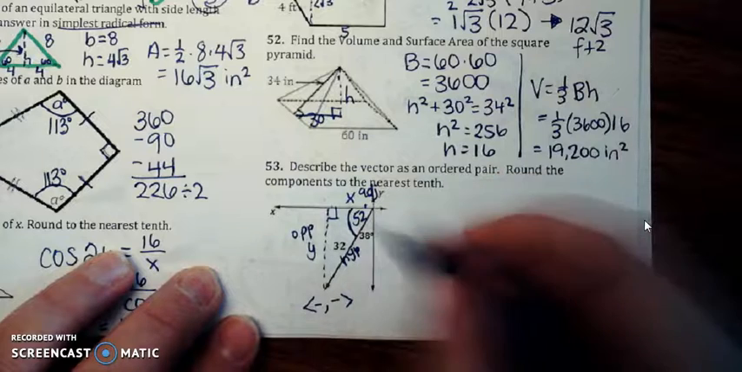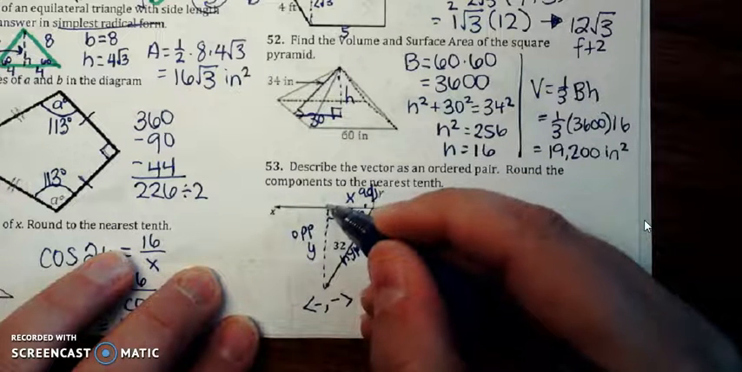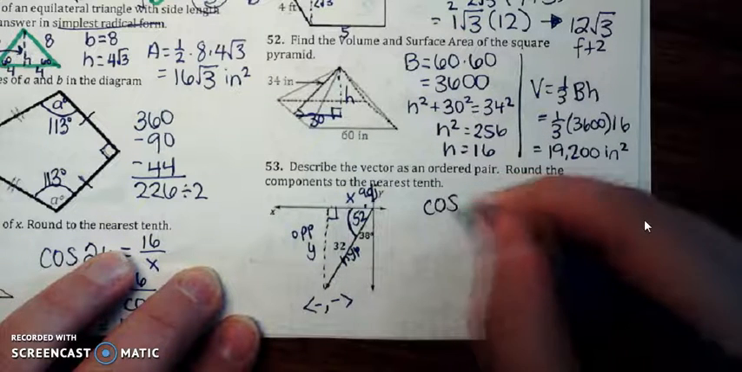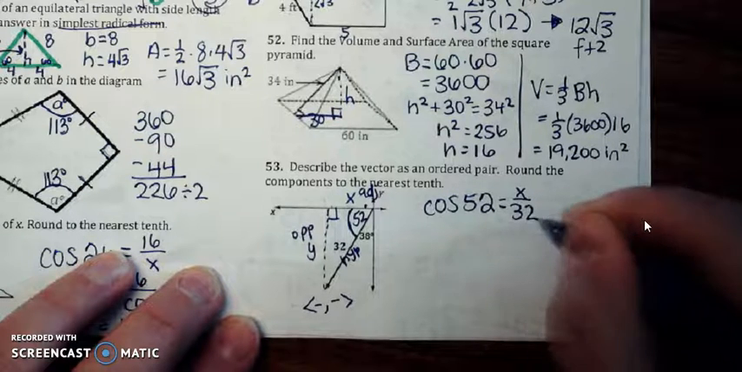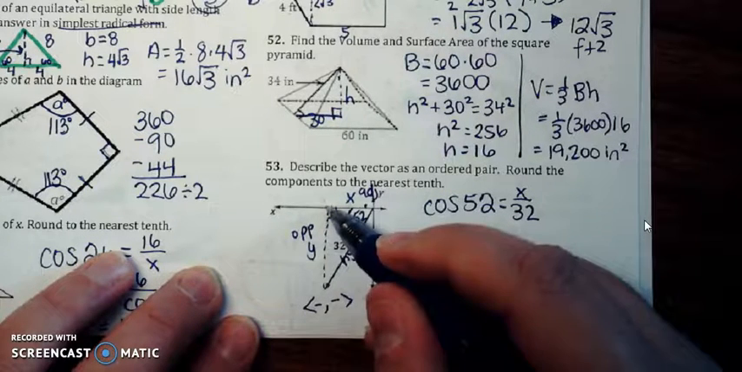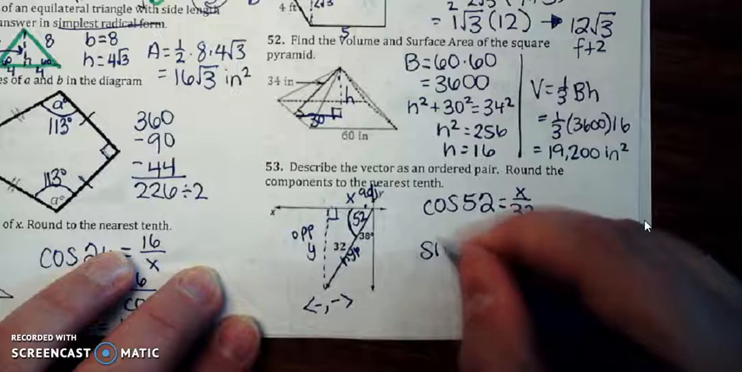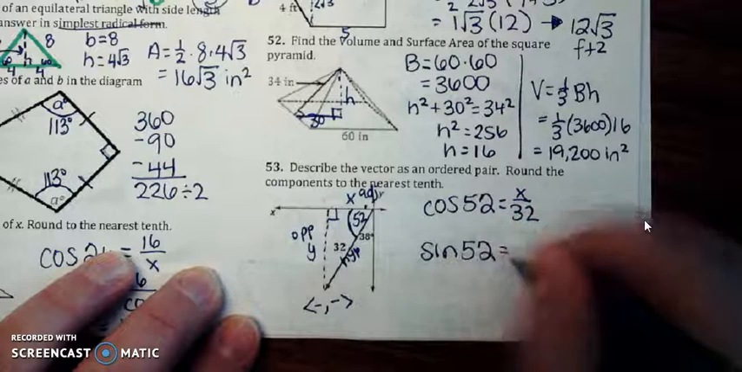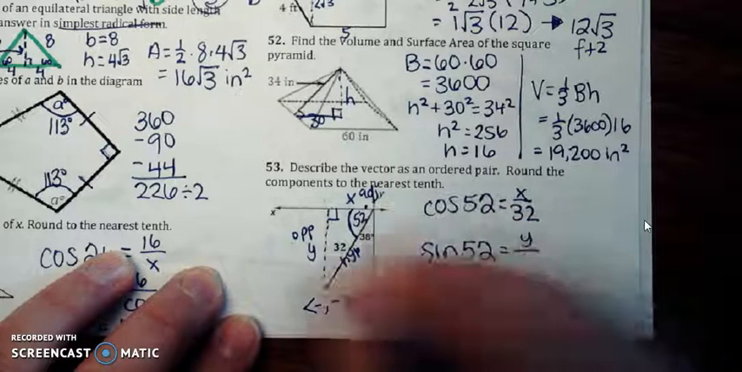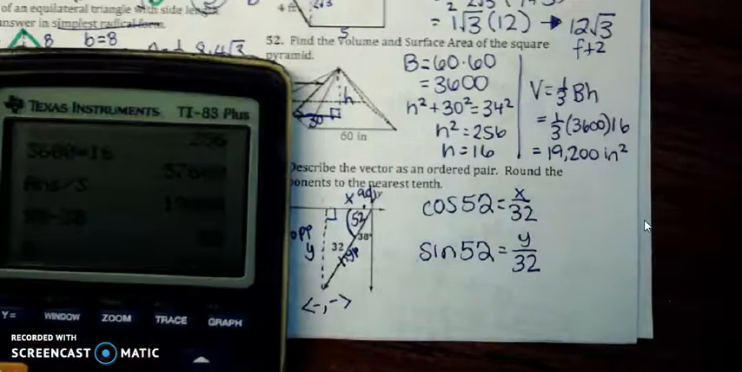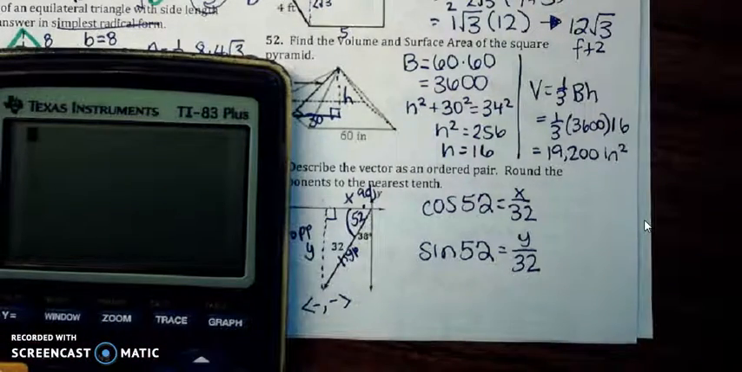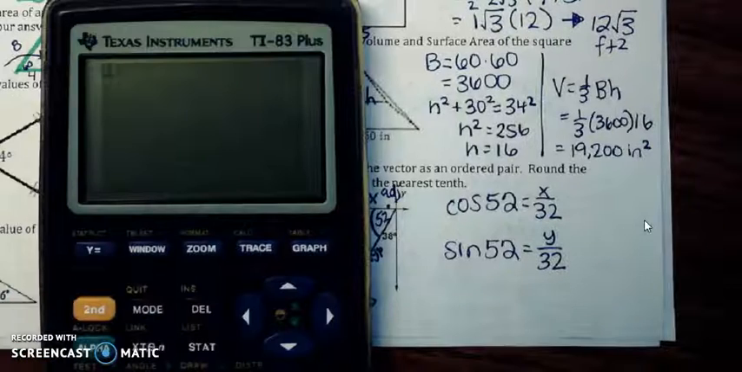So to find the x-coordinate of this point, how far am I going over? I'm going to do cosine 52 equals x over the hypotenuse, which is 32. To find your y, that's how far you're going down. You're going to do sine of 52 because you got opposite in y and hypotenuse in the 32. Now for both of these, I'm just going to quick tack on a negative as I do this in the answer. Sorry, it's a little dark in here.